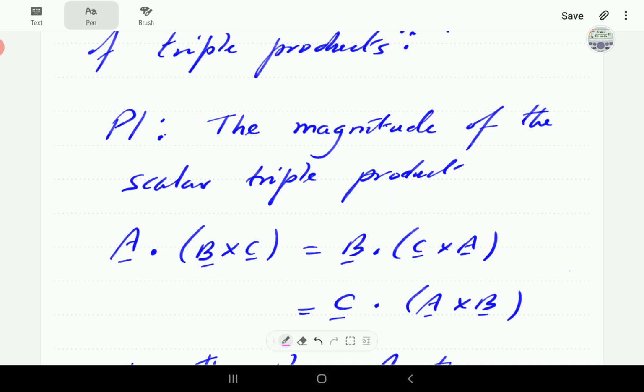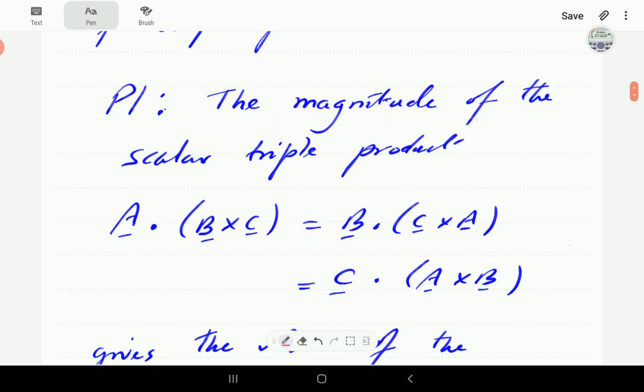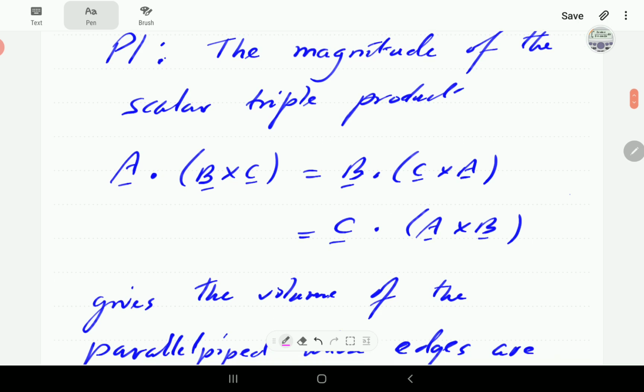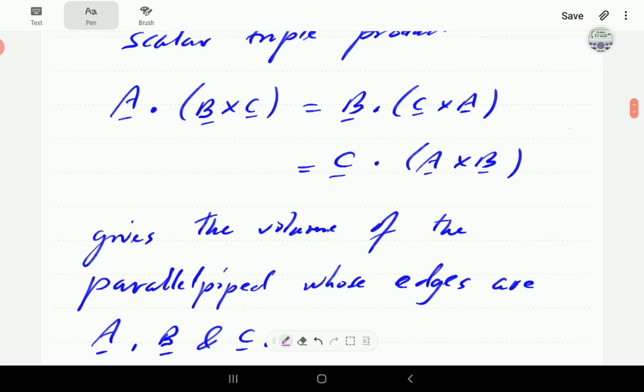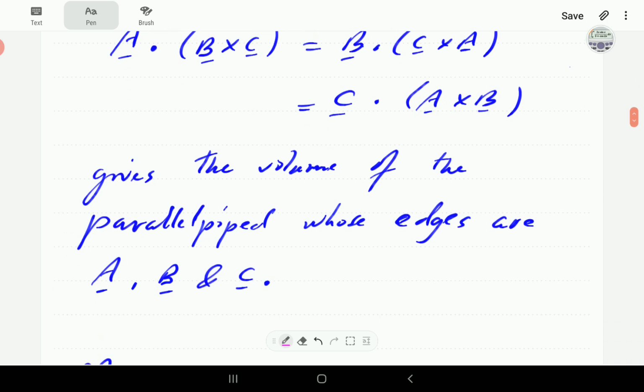a scalar triple product. It's a triple product whose final result is a scalar. So A dot B cross C, this is a vector, this is a vector, so the resulting thing is a scalar, equal to B dot C cross A, which equals C dot A cross B. This gives the volume of a parallelepiped whose edges are A, B, and C.